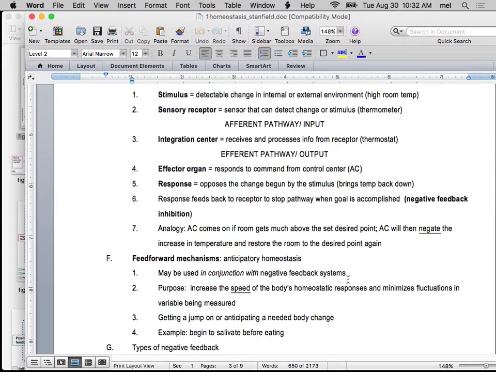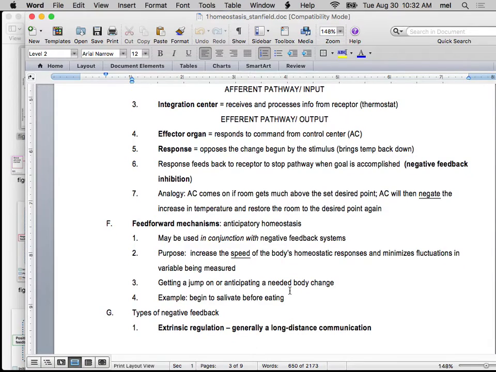Okay? So those are feed-forward mechanisms, and the idea is just getting a jump on homeostasis, making a prediction. And when your predictions are good, most of the time it tends to be cost-saving. When they're really not good, you just give up on them. You're not going to do them any longer. Okay, so that's a feed-forward mechanism.